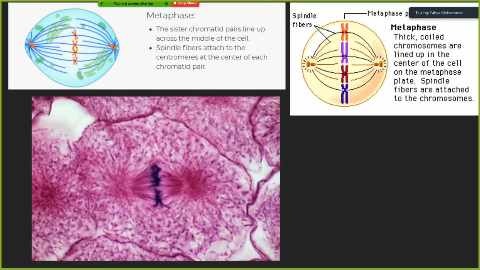So let's take a look at metaphase. In metaphase, we form this metaphase plate. You notice all of the chromosomes are lined up here in the middle. That's called the metaphase plate, right? And down here you see in the middle all of these are lined up, and you see the spindle fibers coming out over here.